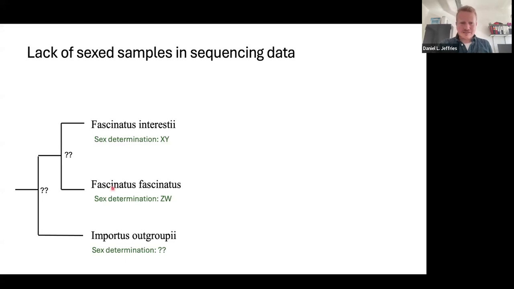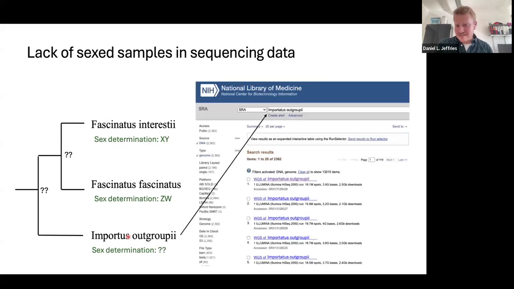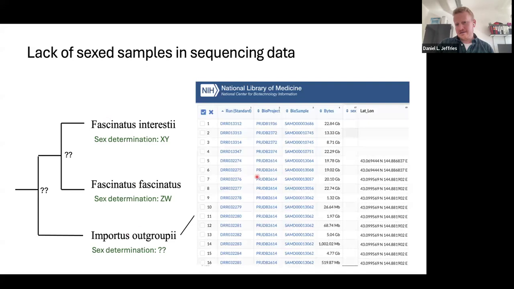And I've often been in a situation where I've thought, okay, I know the sex chromosome for these two interesting species. I wonder which one is derived or ancestral, for example. Let's have a look in the outgroup. Oh, great, there is data for the outgroup. Let's download that data and see if we can have a look at a sex chromosome. And then you download it and there's no sex information for the samples.